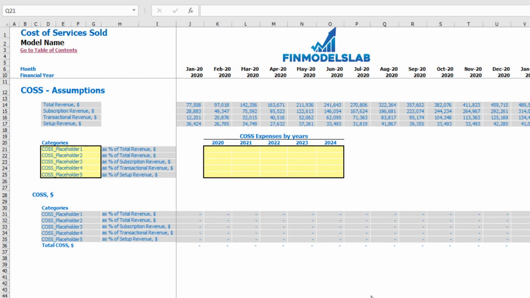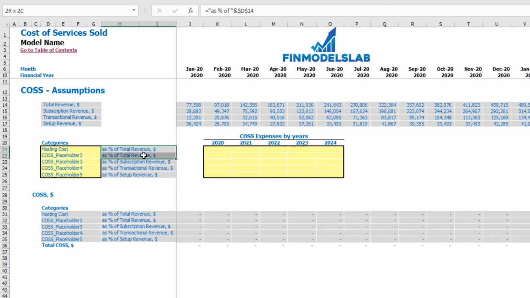On the Cost of Services Sold tab, you can input up to 5 line items with the calculation of cost of services sold. So here you have 5 placeholders. Let's say for placeholder 1, it can be hosting cost. Also, you have up to 5 different categories of how you would like to forecast your cost of services sold.